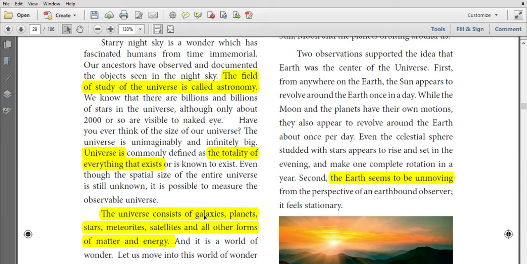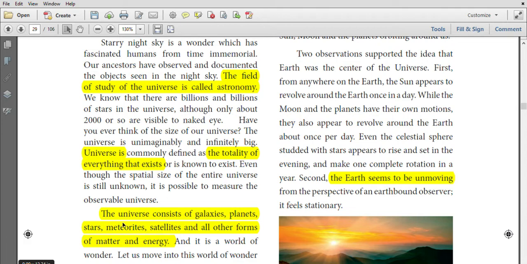The universe consists of galaxies, planets, stars, meteorites, satellites. What is a galaxy? Galaxies are a group of stars. What is a planet? A heavenly body revolving around the stars is called a planet. What are stars? A luminous object present in the universe is called a star.